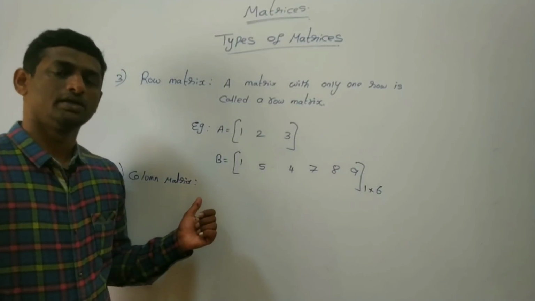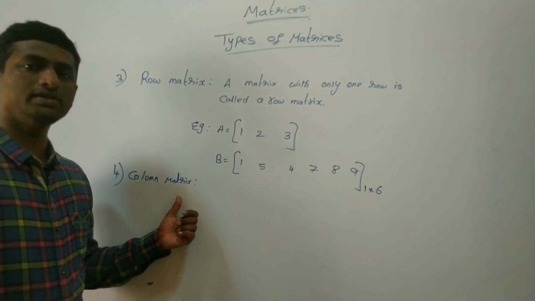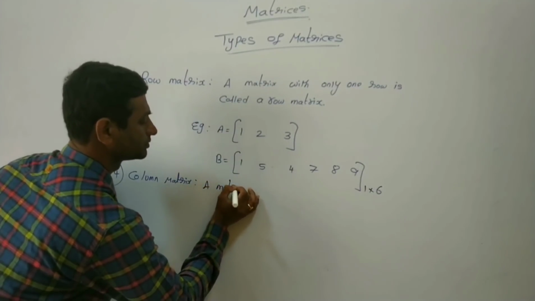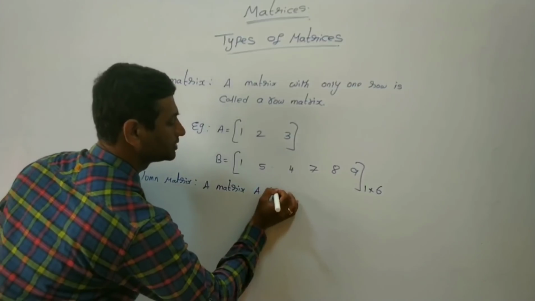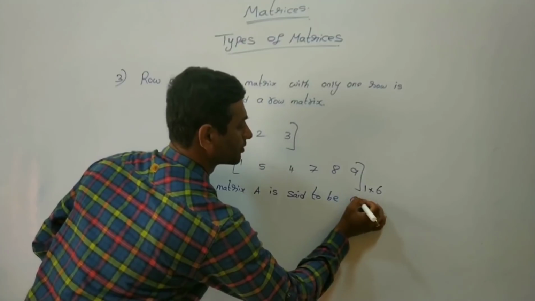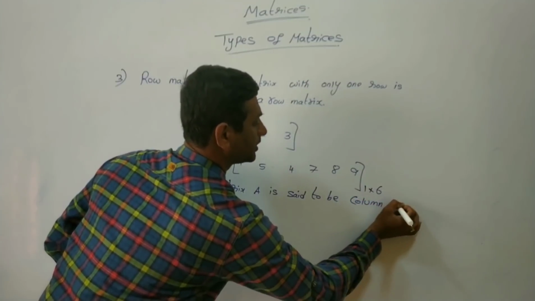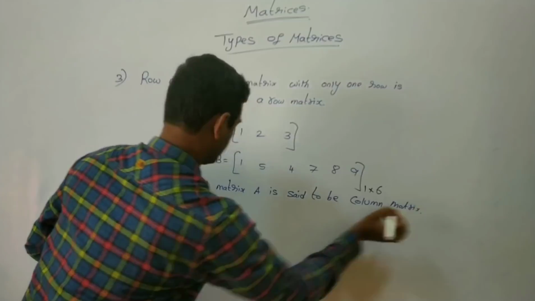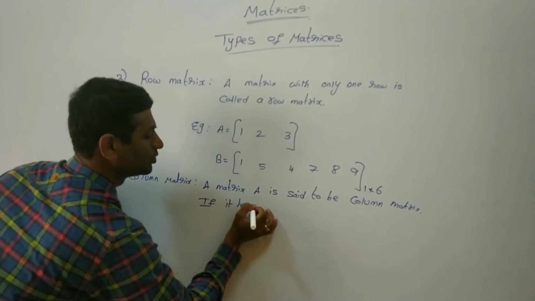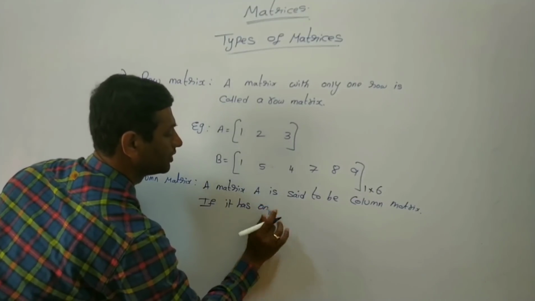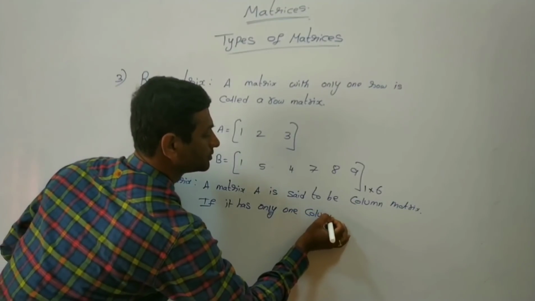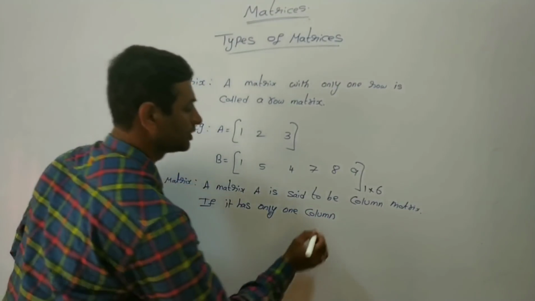Column means only one column. A matrix, capital A, is said to be a column matrix if it has only one column.